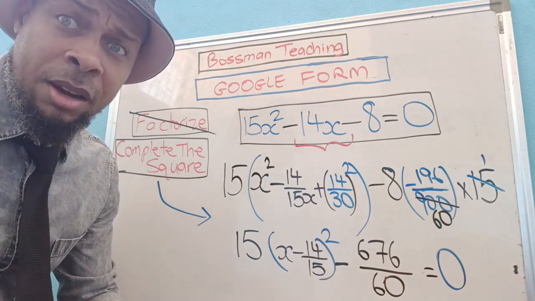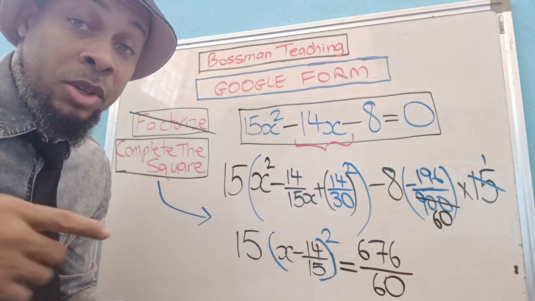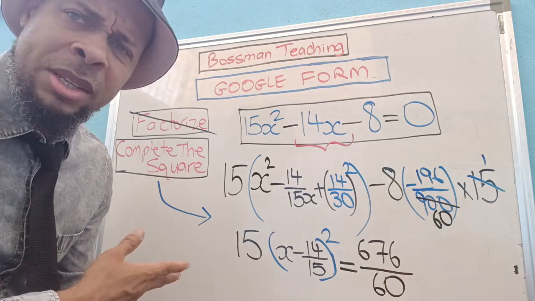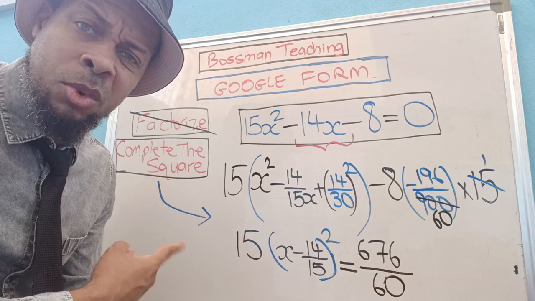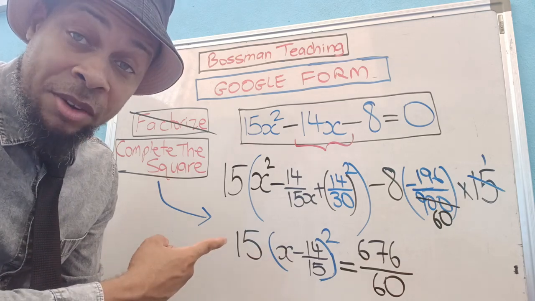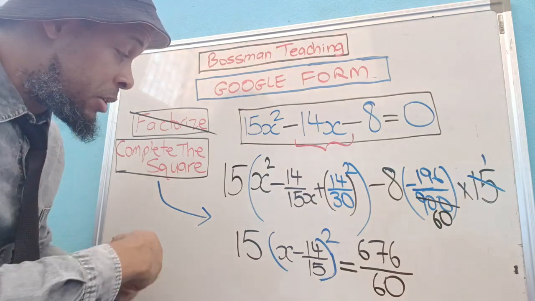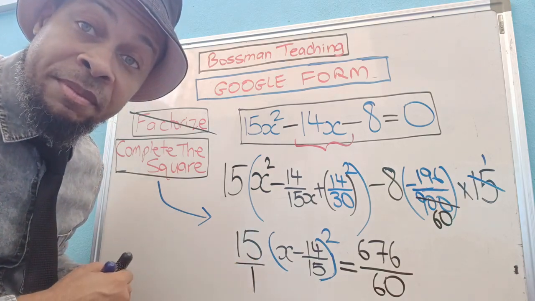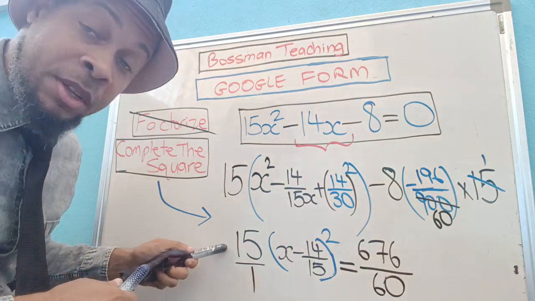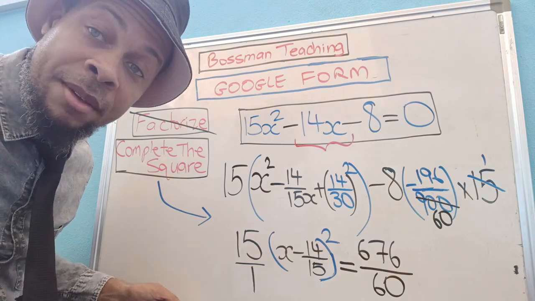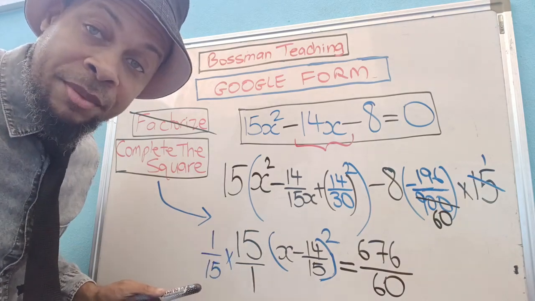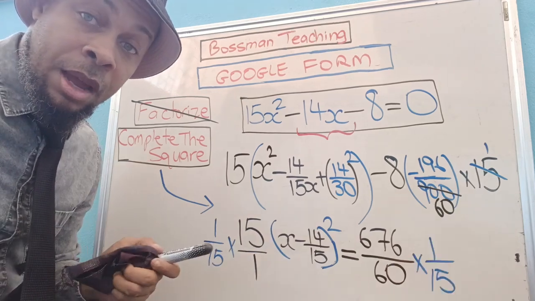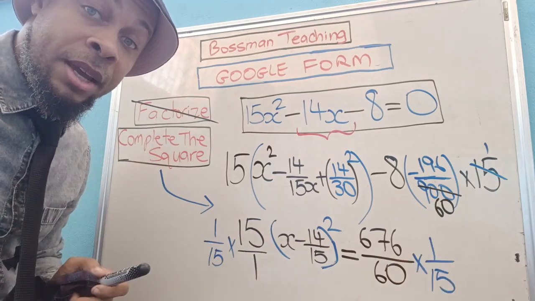This video is a lot longer than I wanted it to be. So to summarize, that is what I meant. So the question now becomes, what do we do with that now? Well, I want to get rid of this 15. This is the same as 15 over 1. And if I want to get rid of 15 over 1, I have to multiply it by 1 over 15. But if I do that here, I must also do it over there.